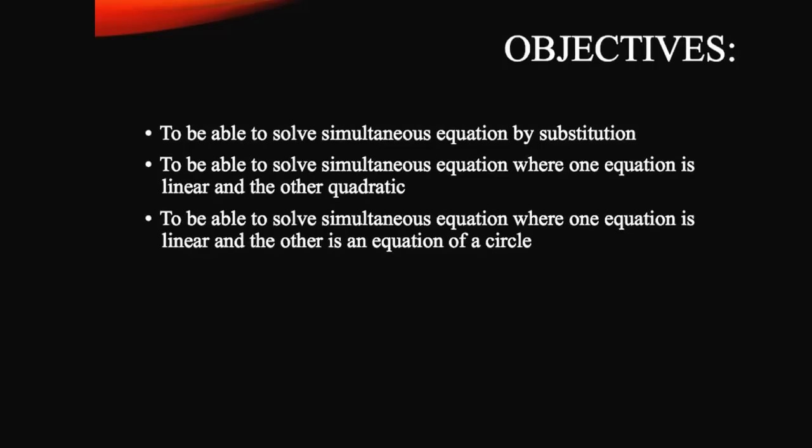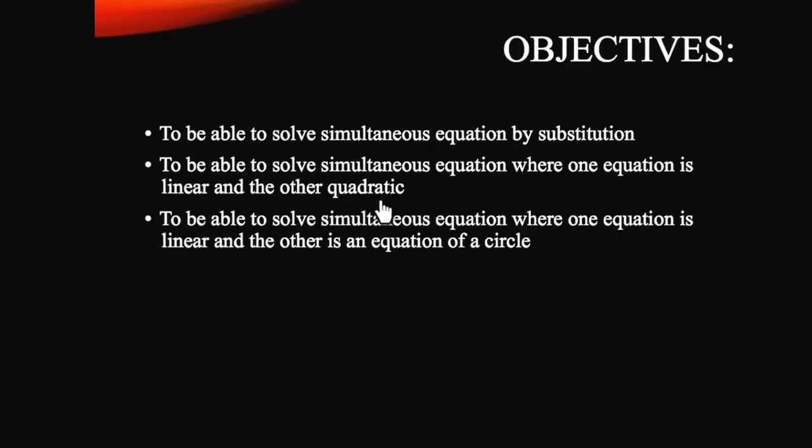So throughout the video we're going to look at various things. We're going to look at solving simultaneous equations by substitution, and like I said at the beginning, we're going to do one example where we've got two straight lines. We're going to do one where we've got a linear and a quadratic, and we're going to do a linear and an equation of a circle as well, so you can see what those ones look like. I'm also going to get you to do one at the end as well.